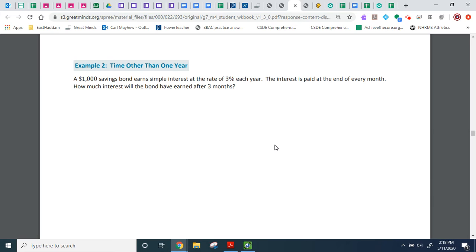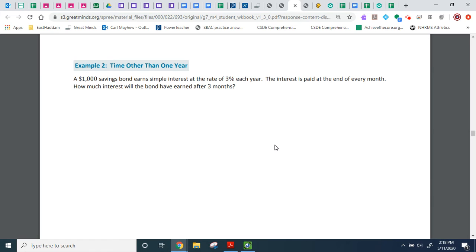We're going to look at times that aren't in years. Instead, we're going to look at months. So we have the $1,000 savings bond earns simple interest at a rate of 3% each year. The interest is paid at the end of every month, however. How much interest would the bond have after 3 months? So once again, when we're looking at a problem like this, what is our principal amount? So our principal is $1,000.